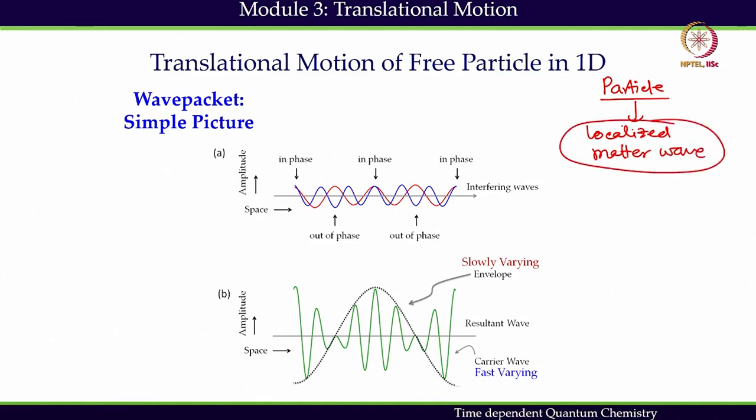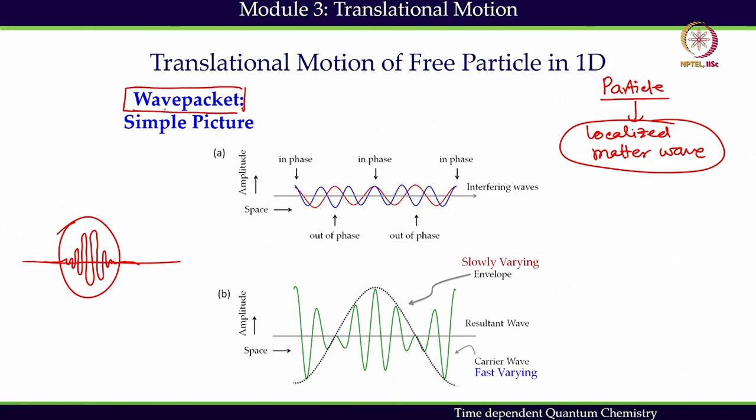This is called a particle: a localized matter wave. There will be a wave, but it has to be localized, which means there will be wave, nothing, then something localized. This is a quantum particle. This is the way we have to represent the quantum particle, and this is nothing but a wave packet.